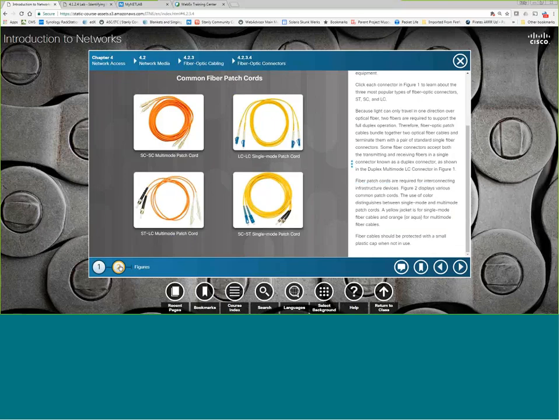Here's a couple fiber patch cords, pretty common. Here's an example of an ST to an LC. He's got some older gear that uses one to the other. So single mode is yellow, and multi-mode patch cables are orange. That way you can know them apart.